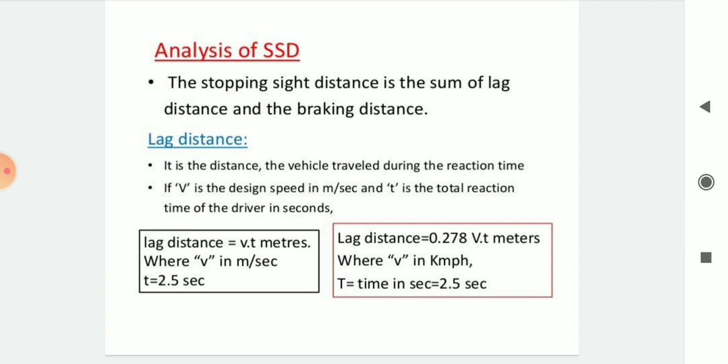Analysis of stopping side distance. The stopping side distance is the sum of lag distance and the braking distance. What is lag distance? It is the distance the vehicle travels during the reaction time. If v is the design speed in meter per second and t is the total reaction time for the driver in seconds, then lag distance is equal to v into t meters, where v is in meter per second and t is equal to 2.5 seconds. Then lag distance is equal to 0.278 v into t meters, where v is in kilometer per hour and t is the time in seconds, 2.5 seconds.